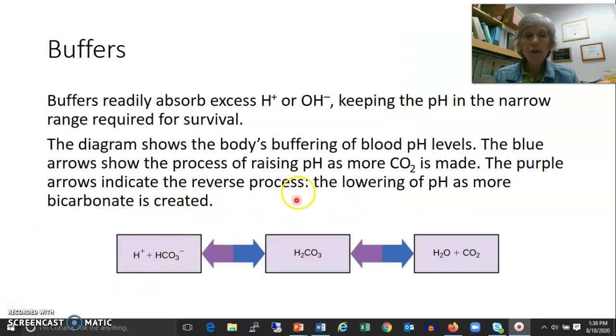Buffers are molecules that can absorb hydrogens or hydroxyls, so that you can modify the pH so that it doesn't change very much, because proteins do not like to be exposed to either acids or bases. They like to be in a very neutral environment in general.